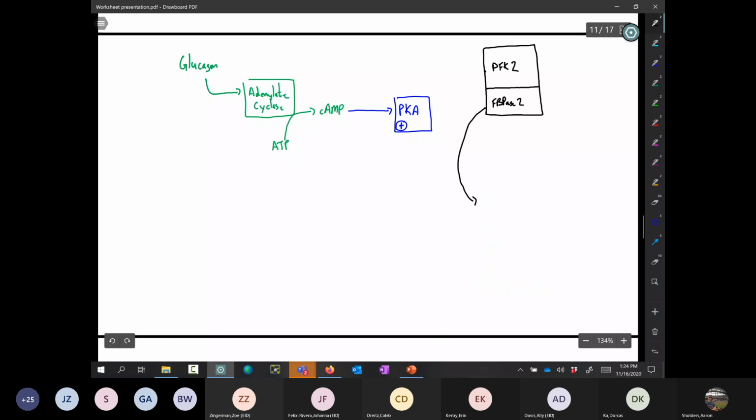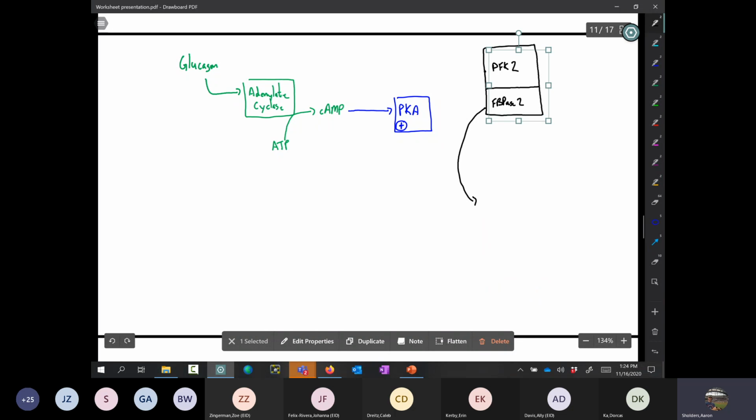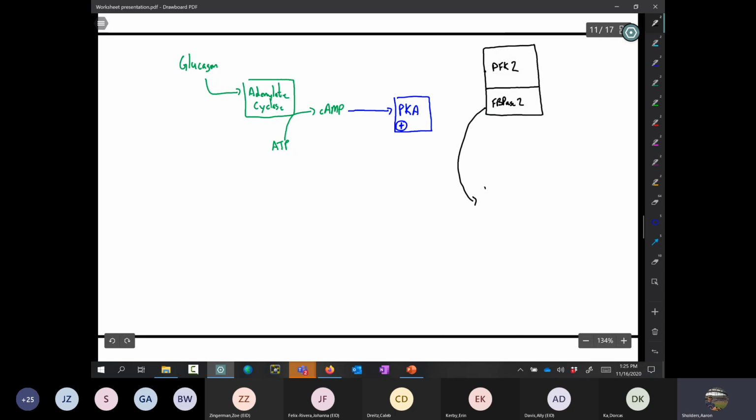I'm going to copy that, duplicate. Delete. There we go. Sorry. I thought that would be easy, but it's not going to be easy. So we'll just do it this way. It'd be easier to draw it.